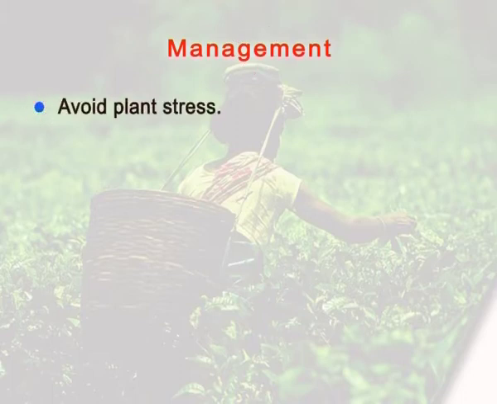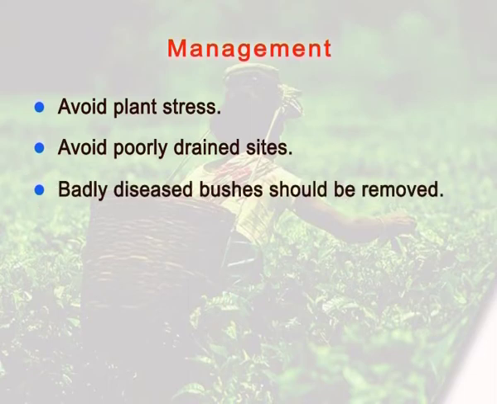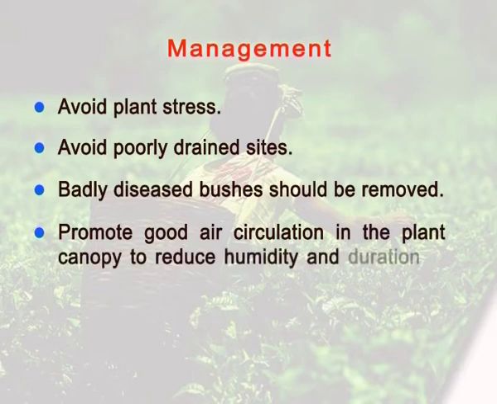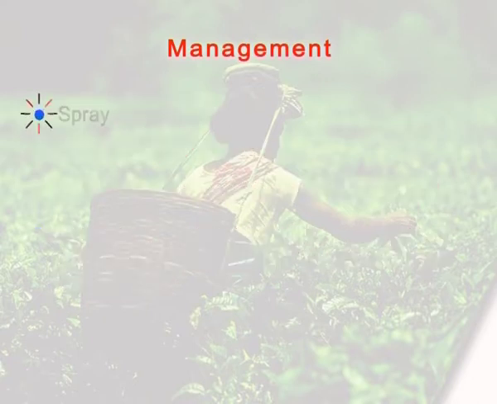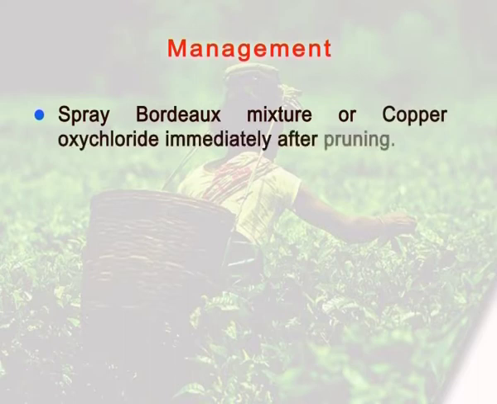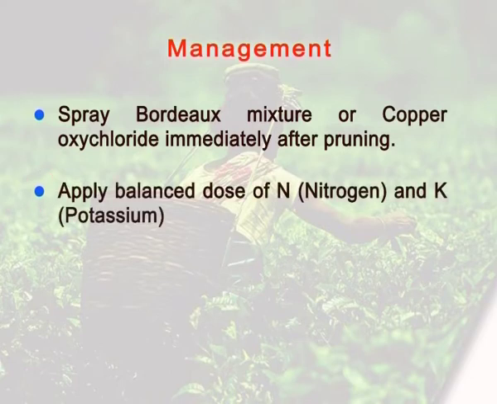Avoid plant stress. Avoid poorly drained sites. Badly diseased bushes should be removed. Promote good air circulation in the plant canopy to reduce humidity and duration of leaf wetness. Spray Bordeaux mixture or copper oxychloride immediately after pruning. Apply a balanced dose of N and K in time.